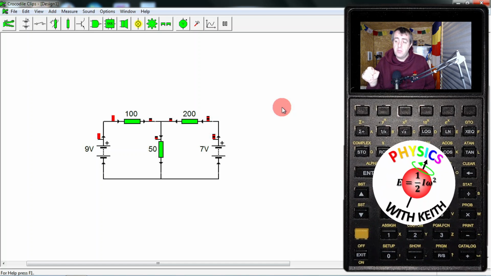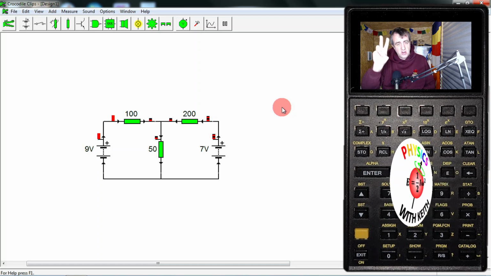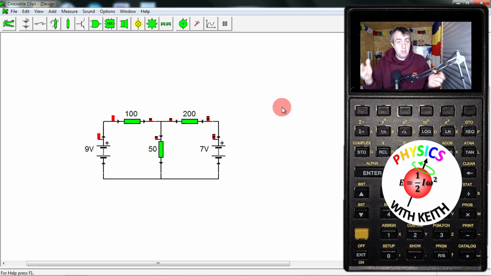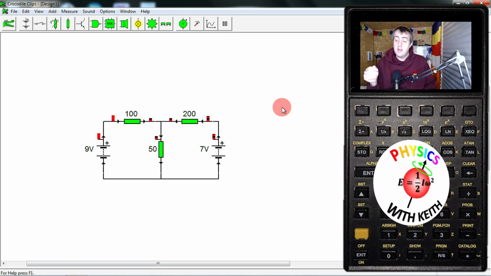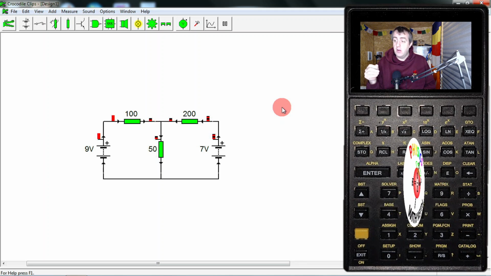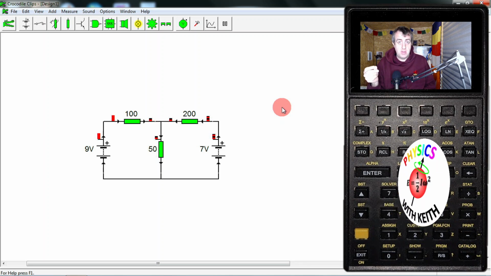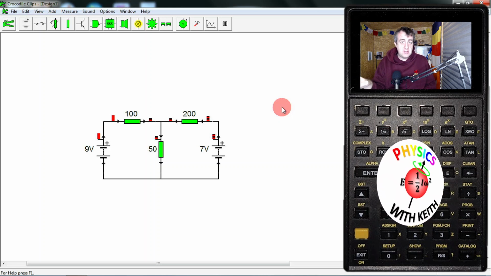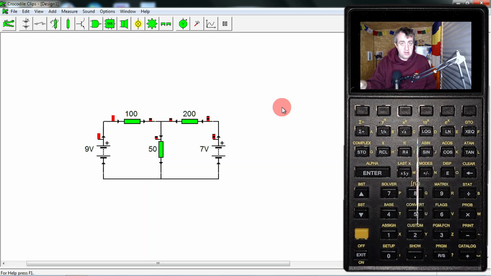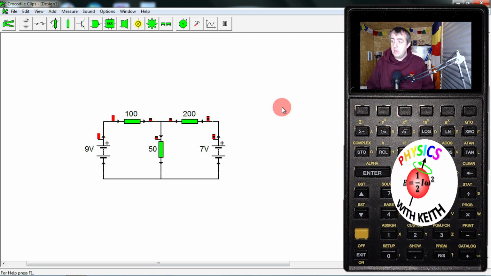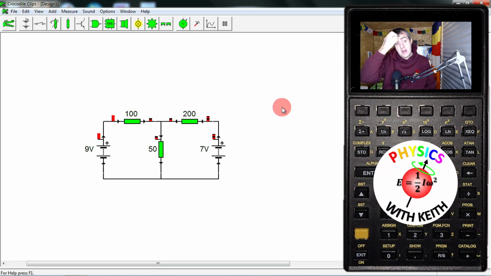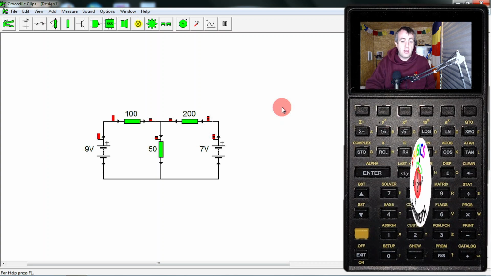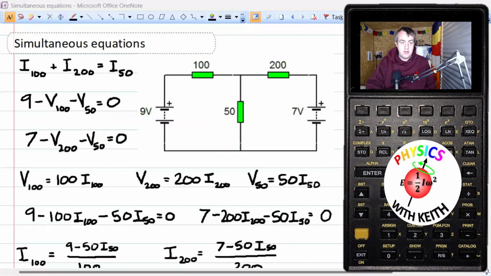Now, if we want to know the current through the 50 ohm resistor, this could be quite involved. In order to calculate the current, there are two ways of doing it. One way is to use simultaneous equations, and the other way is to use the principle of superposition. And we can use superposition because all these components are nice and linear, they're fixed resistors, and so on. So let's do our analysis the long way first. Let's do our simultaneous equations approach.